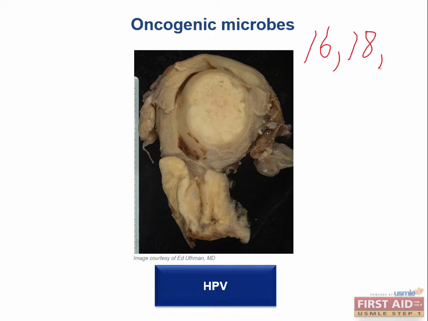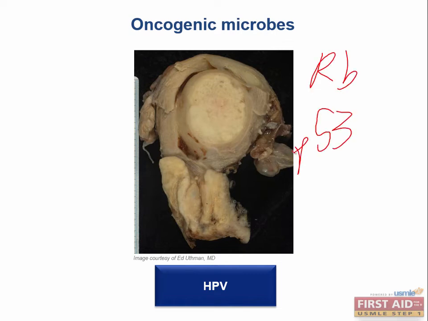16, 18, 31, and 33 are known, and others as well. What is the vaccine against? 16 and 18 at least. Okay, and so this virus actually releases proteins, and they inhibit tumor suppressor genes. What tumor suppressor genes are inhibited by these viral proteins? It's E6 and E7 proteins that inhibit the RB and the P53 suppressor genes.